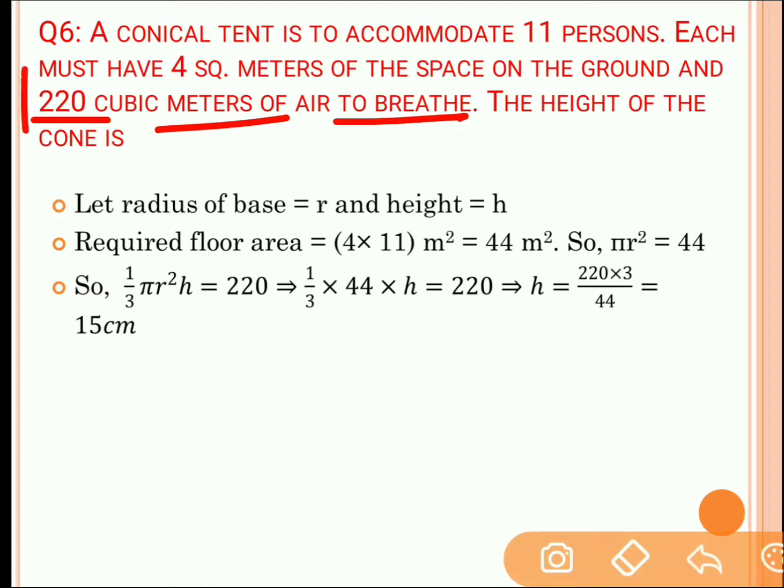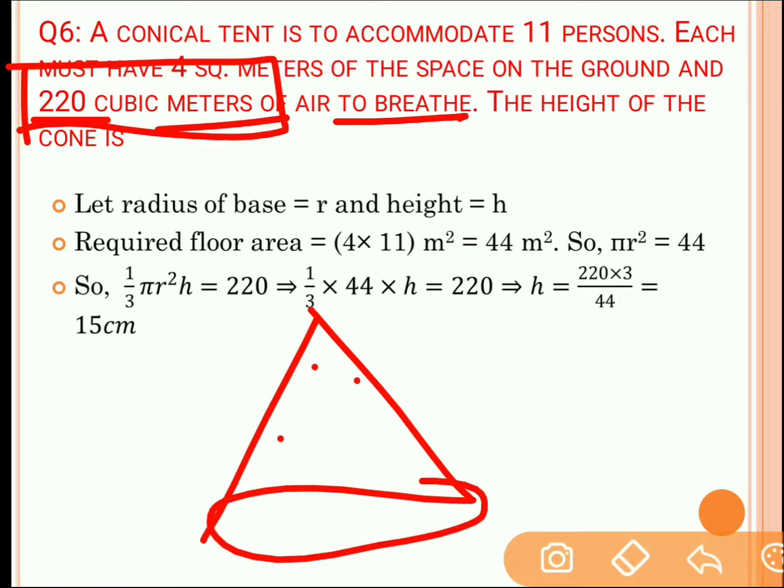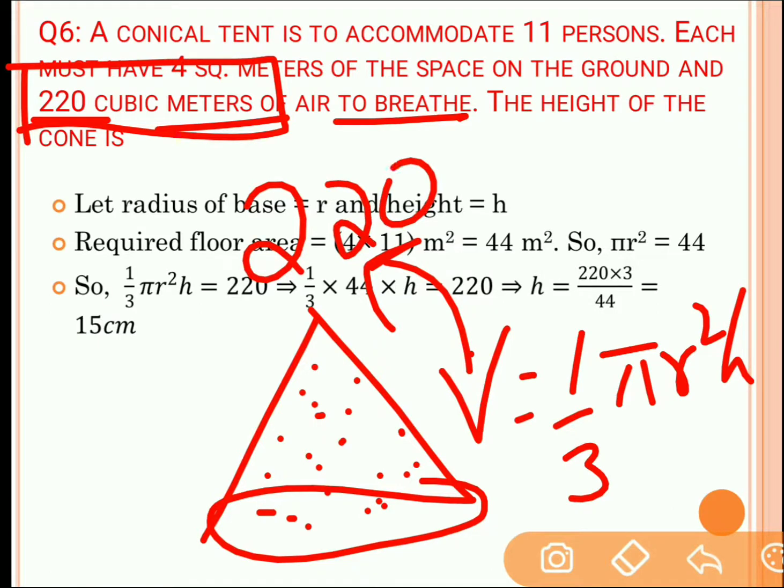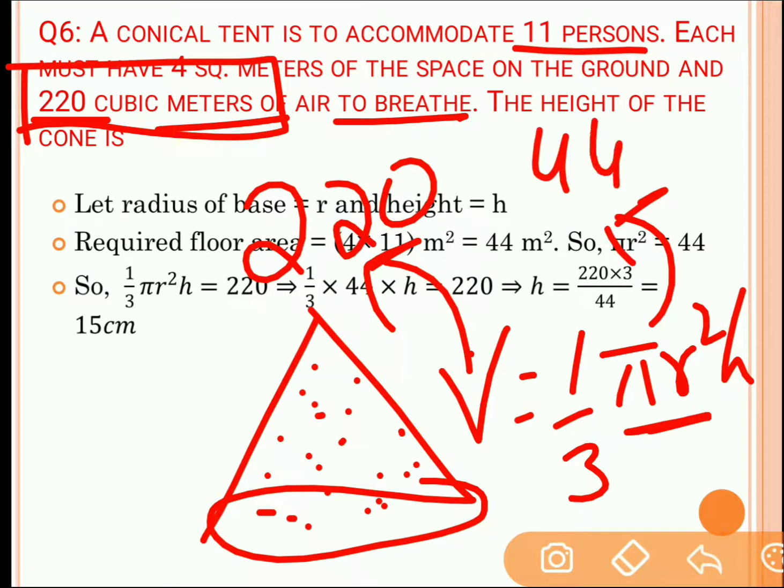So in this case the volume is given. Air occupies the entire volume of the conical tent. So as the air occupies the entire volume of the conical tent, the volume of the conical tent is 1 by 3 pi r square h. And in this case volume is 220 meter cube. And area is indirectly given as the area occupied by the 11 persons, and that is equal to 44 meter square. So simply by this formula we can find out the height of the cone.